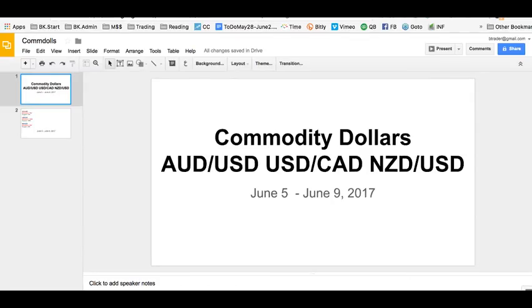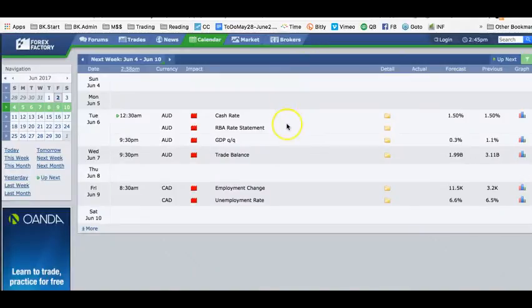Welcome to the weekly technicals for commodity dollars: Aussie dollar, dollar CAD, and Kiwi dollar for June 5 to June 9 of 2017. And the week actually is going to be quite interesting for the comm dollars. We have some serious commodity news. On the Aussie side, we have the cash rate announcement on Tuesday, followed by the GDP numbers, which may actually be a little bit weaker given some hesitancy from the Australian monetary policymakers.